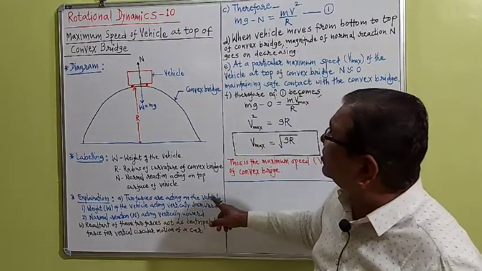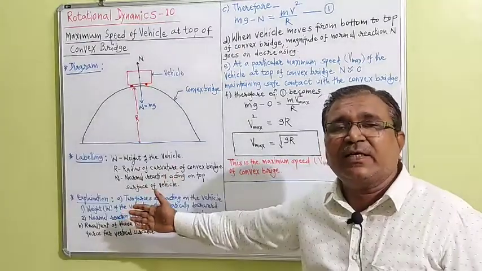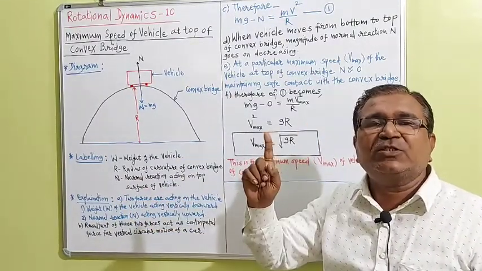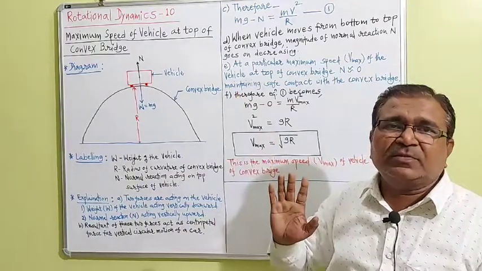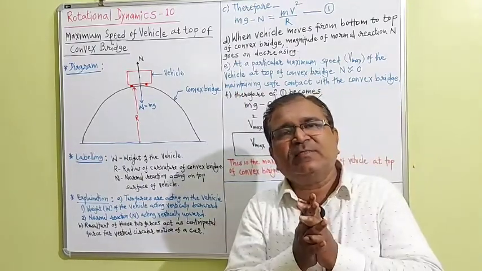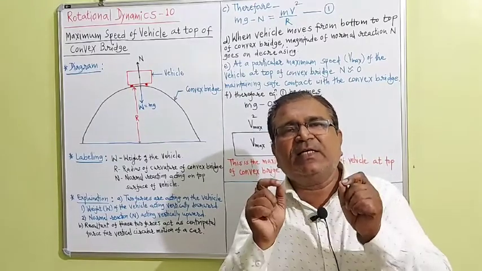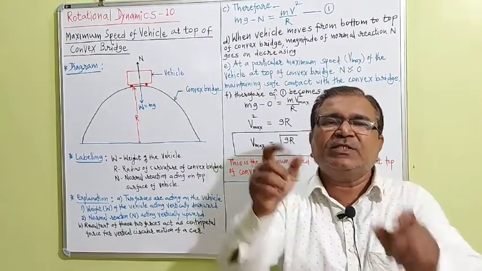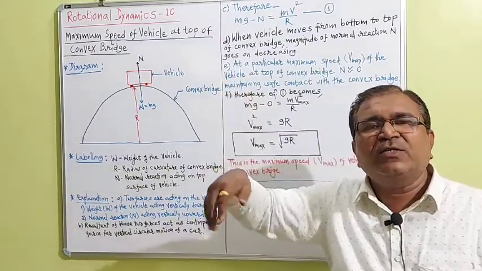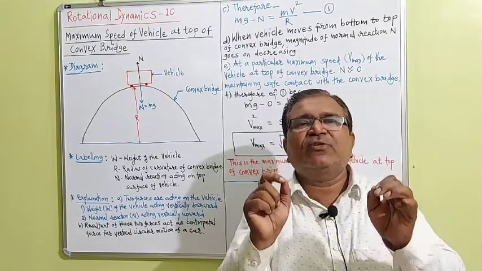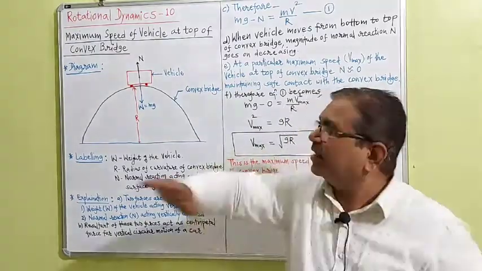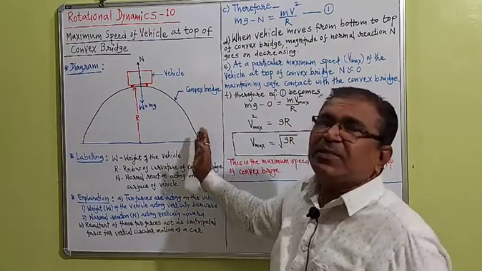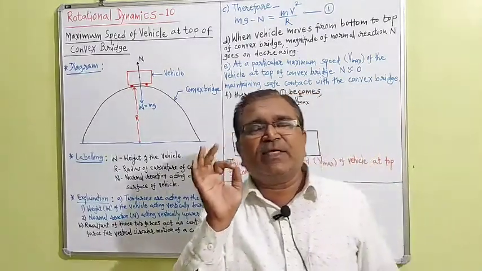Two forces are acting on the vehicle: the weight of the vehicle, W equal to mg, acting vertically downward, and the normal reaction acting vertically upward. The resultant of these two forces, I will repeat again, acts as a centripetal force acting vertically downward, so as to get circular motion for the vehicle safely driven along a convex bridge.